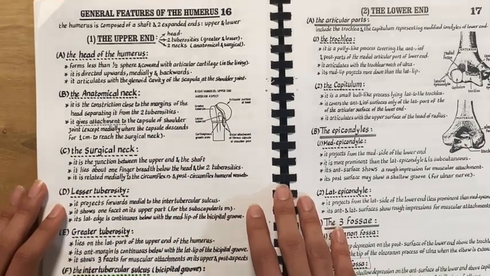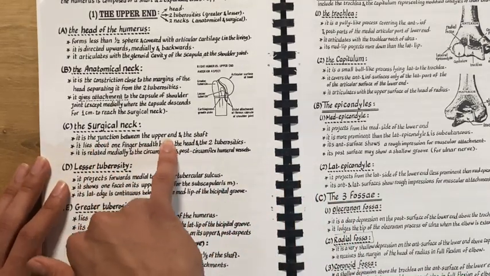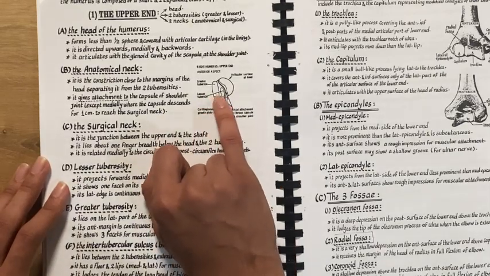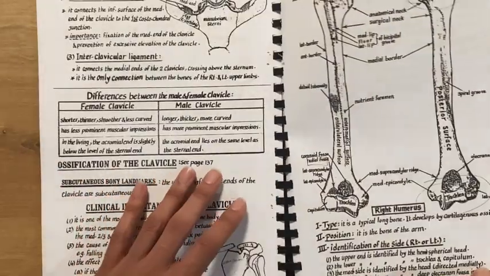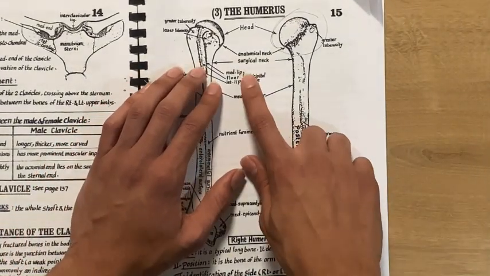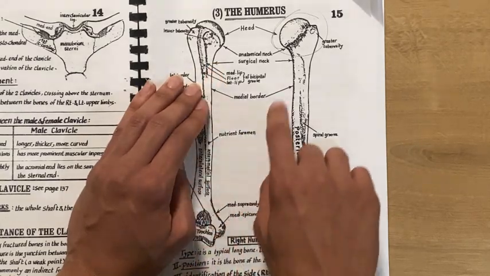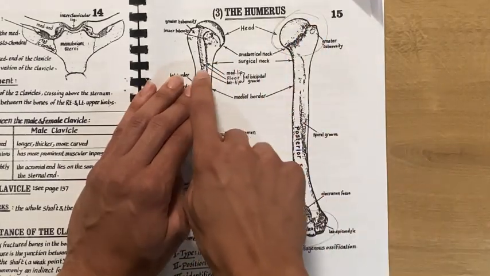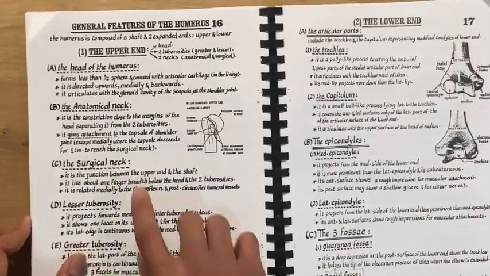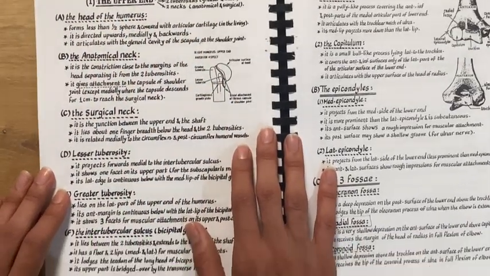Then you have the surgical neck, which lies between the upper end and the shaft. I think this is the position of it. Let me see if it's labeled over here. Yes, that's where the surgical neck is, right there. So the anatomical neck is this part, the surgical neck is this part. That's the anatomical neck, surgical neck, and the head of the humerus, all done.